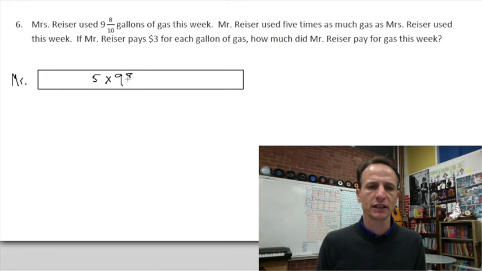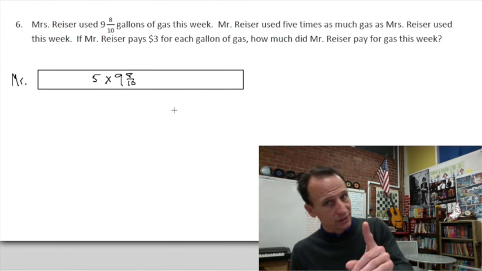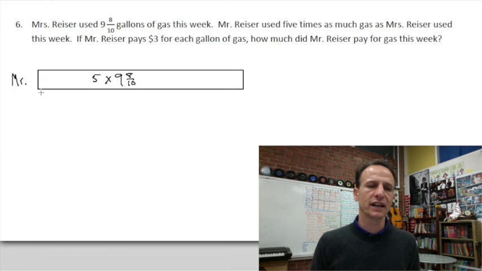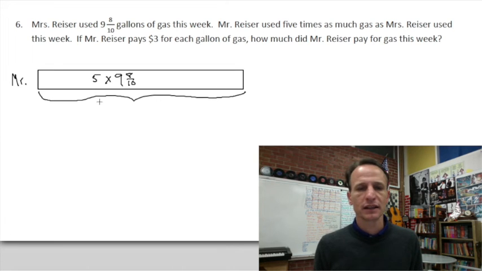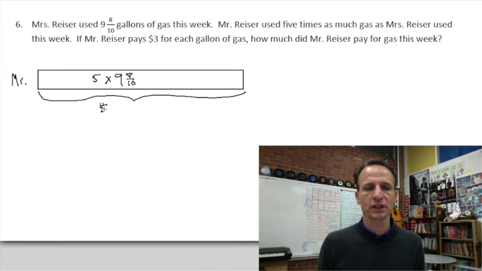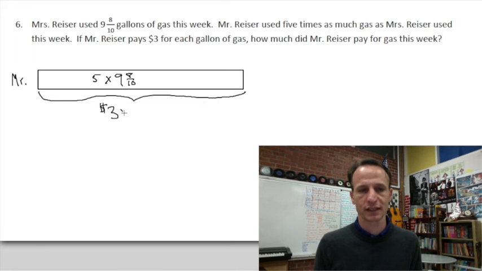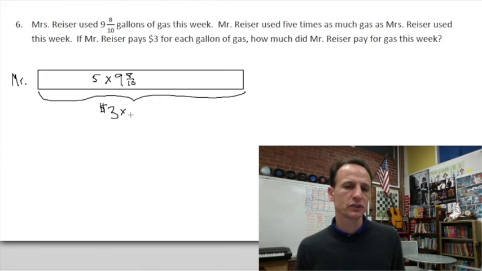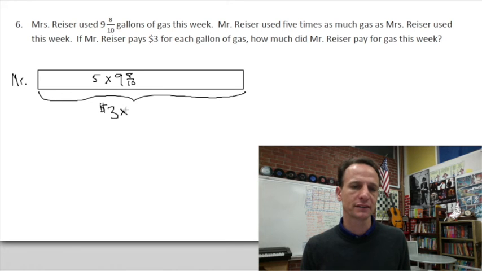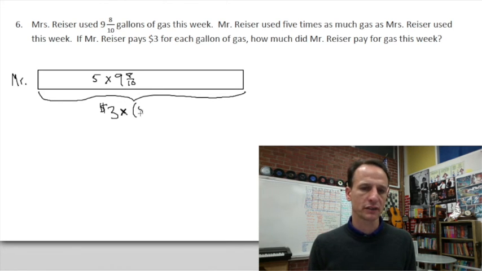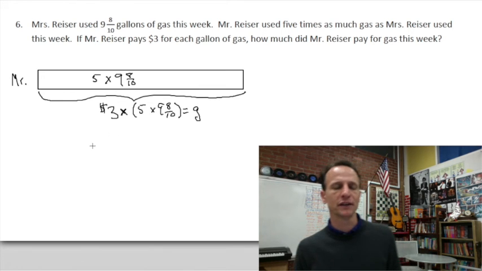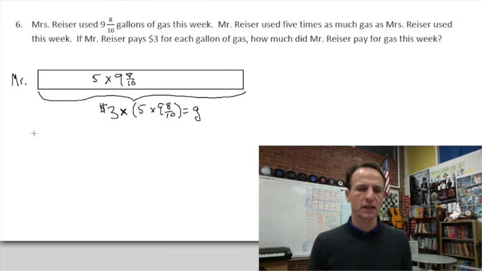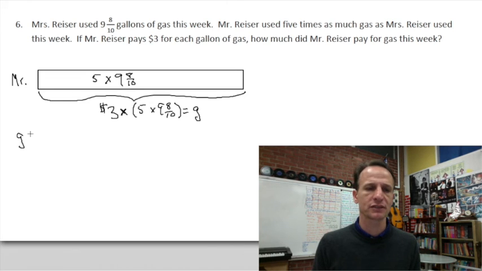5 times 9 8/10. However, we're trying to find the amount of gas. And so what we want to do then is multiply this times $3 a gallon to find the cost of the gas, not just the amount of the gas. So it's going to be 3 times that. Okay, and actually I can write it out here. It's going to be 3 times 5, 9 8/10, and that'll give us the amount he'll have to pay for the gas. All right, so let's write this out then. So let's go with our gas cost.